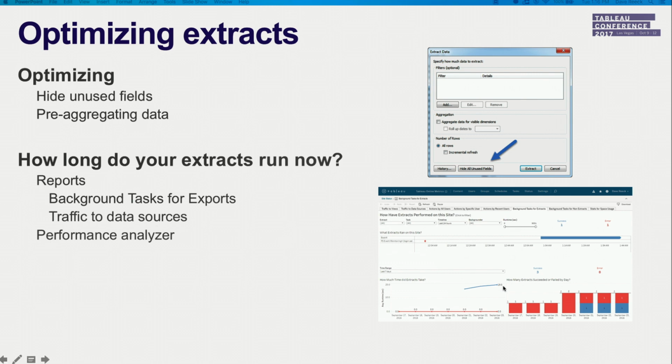There's an admin view in online that will tell you a little bit about the duration that extracts run now. This is a problem that we find, especially with people who have tight timelines, where they've got to do all their extracts in a very narrow window. Great, how long are they actually taking? So that will help out there.